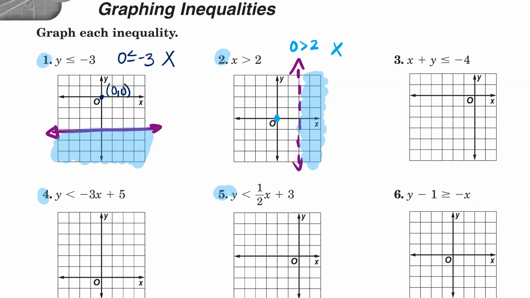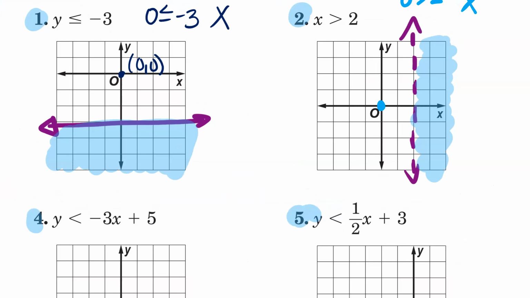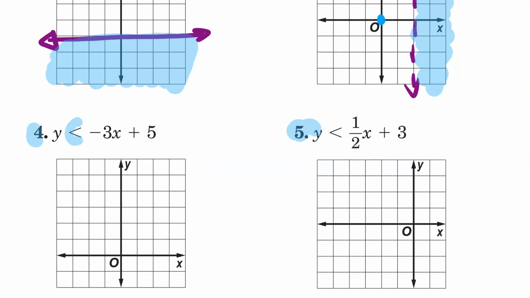So we're going to do number 4. First thing we ask ourselves, is this going to be a dotted or a solid? Dotted. How do you know, Tal? Because it's not equal to. So it's also an inequality, which means you have to shade. Literally, half the points of the problem are shading. Don't forget to shade if it's an inequality. So it's going to be dotted.